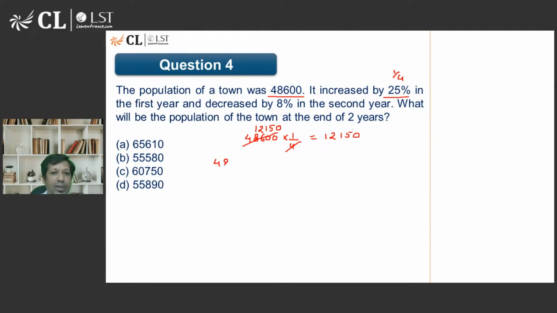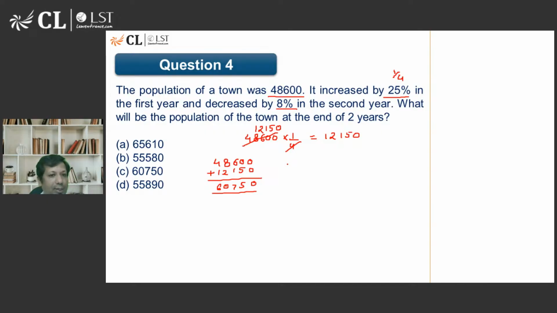Initially it was 48,600 and it increased by 12,150. So this comes out to be what? 60,750. Okay. Now this is the increment. Now it decreased by 8% in the second year. What is the population?